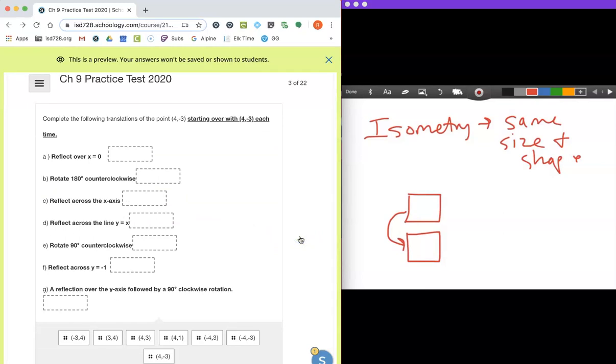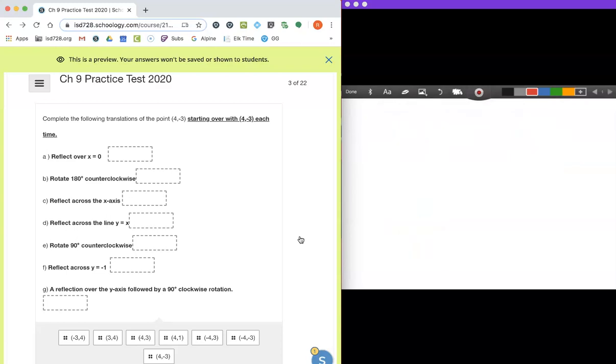The third question is asking us to do a bunch of transformations on a graph. Expect something like this tomorrow as well on the real test. It says complete the following translations of the point (4, -3), and we're starting over with (4, -3) each time. So it's not a situation where we take the answer for A and then do something to that for point B. None of that's happening. We're starting with the same point every time, which is (4, -3), so I'll put a dot in that place on the graph here at the right.